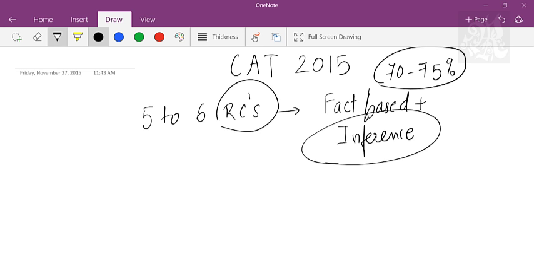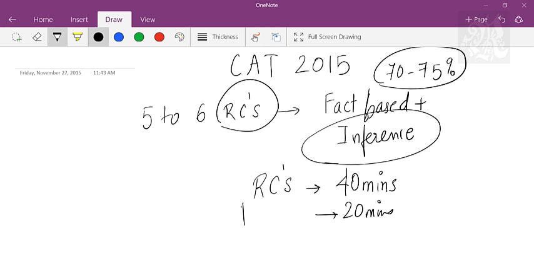So just focus on the RC. I'll suggest, if this actually happens, whatever they've said, invest around 70-75% of your time on RCs. So around 40 minutes you must give to RCs, and the remaining 20 minutes you can give to the other things like parajumbles or inferences, or in case they ask you some grammar, you can focus on that as well.